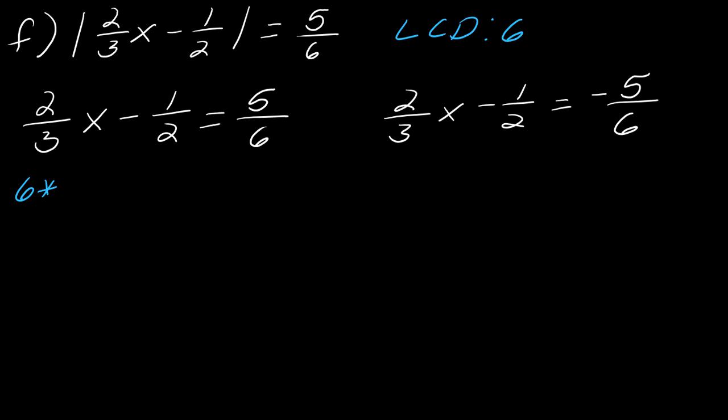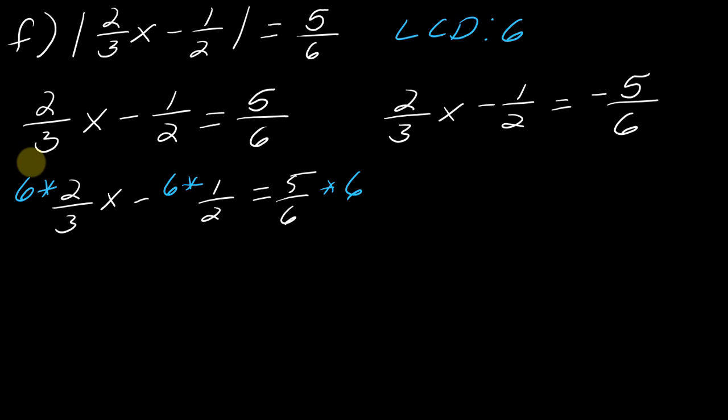So I'm going to take 6 times 2/3 x minus 6 times 1/2, and then I'll have the 5/6 times 6. So I really only need to do this for one of these equations, because then I just need to flip the sign for the other one. So let's just do this for this one, and then we can rewrite the equations.